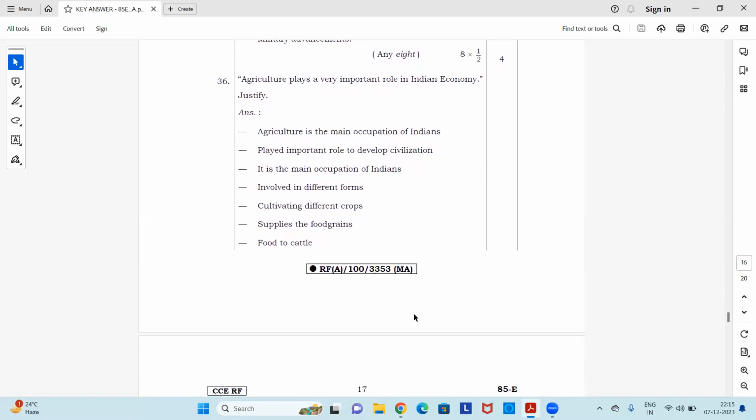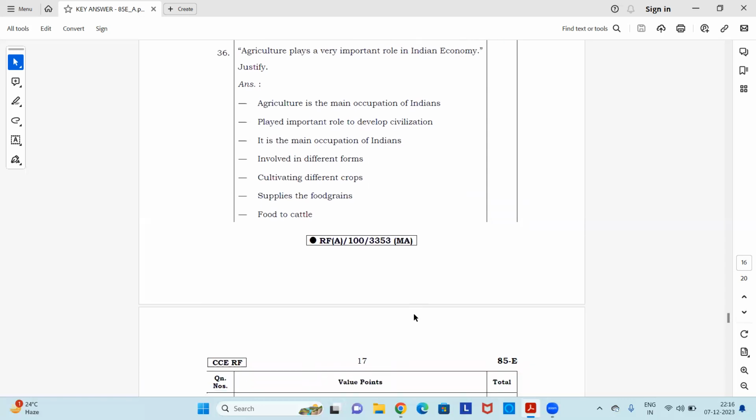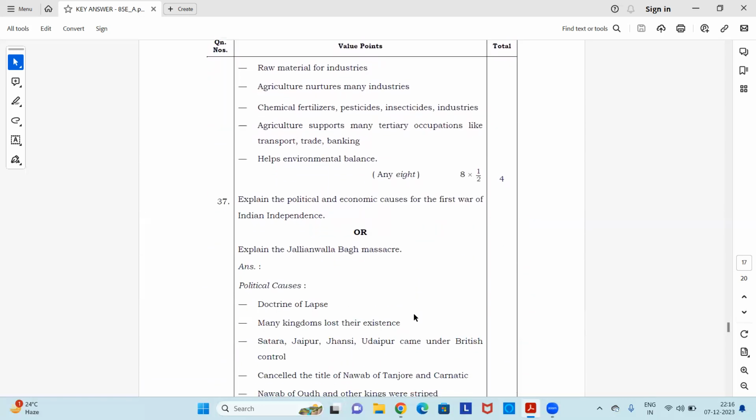Okay, next. Agriculture plays a very important role in the Indian economy. Justify. Key points again: agriculture is the main occupation of Indians. It played an important role in developing civilization. It is involved in different forms, cultivating different crops, supplies food grains, food to cattle, and raw material for industries. Agriculture nurtures many industries: chemical fertilizers, pesticides, insecticides. It supports many tertiary occupations like transport, trade, and banking. It helps environmental balance. So these are the points.